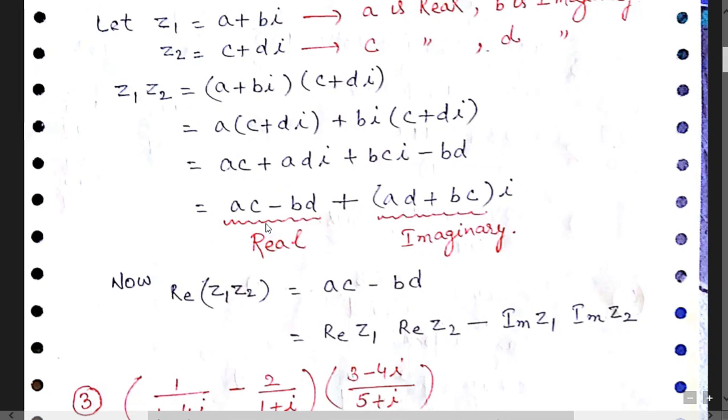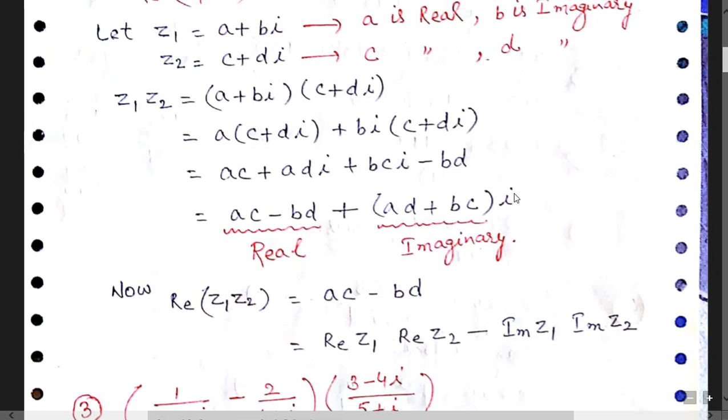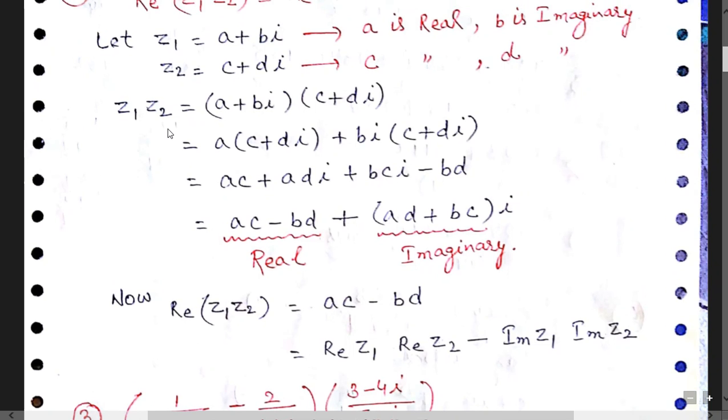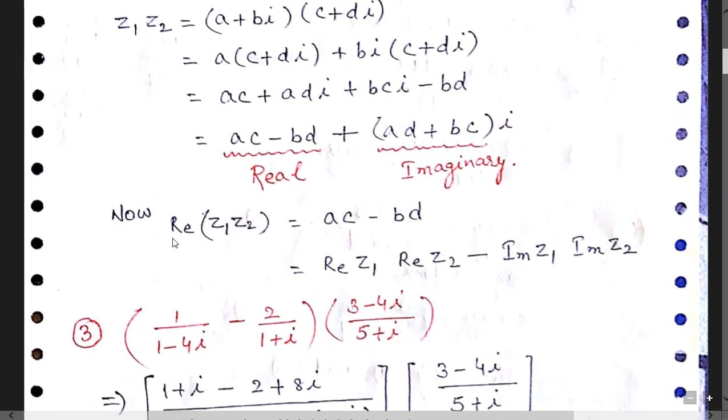Now collect the real numbers and imaginary numbers. You can write AC minus BD as real number and AD plus BC as imaginary. Now the value of Z1 Z2 comes out to be the combination of real and imaginary. If you have to write the real numbers of Z1 Z2, then you can write real Z1 Z2 as AC minus BD.